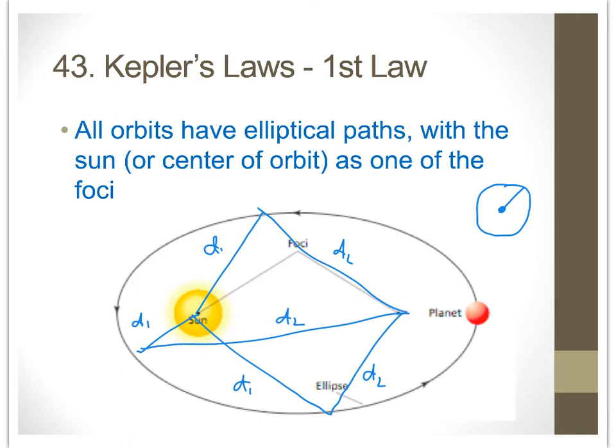So Kepler's first law tells us that all planets follow this elliptical path, where the sun is one of the foci, and the other focus is just some point in space. It really doesn't have any significant meaning. But the sun, or whatever the central object is, like if it's a planet, is one of the foci of the ellipse.